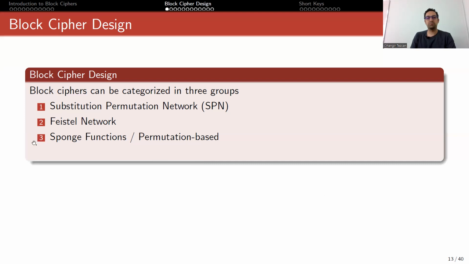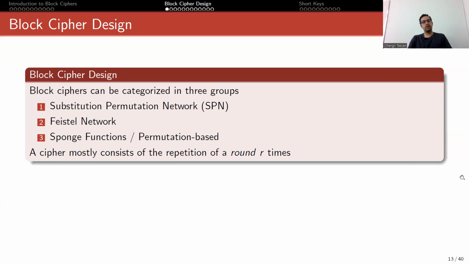So nowadays, most people actually design sponge functions or permutation-based algorithms for encryption. Designing a huge algorithm is sometimes confusing and hard to analyze. So what we do is design a round and repeat it many times. This way it is easier to analyze and also implement. So we will be talking about rounds and how many times they are repeated.